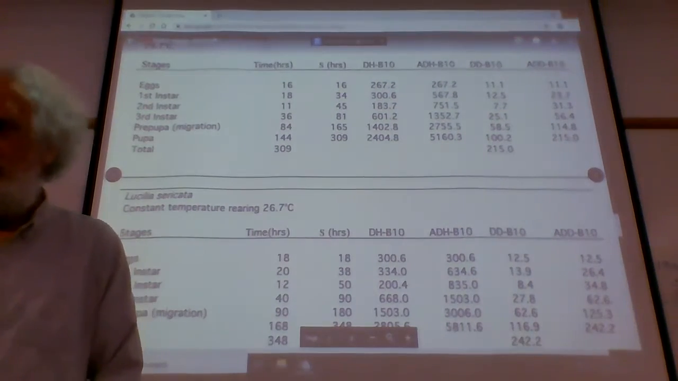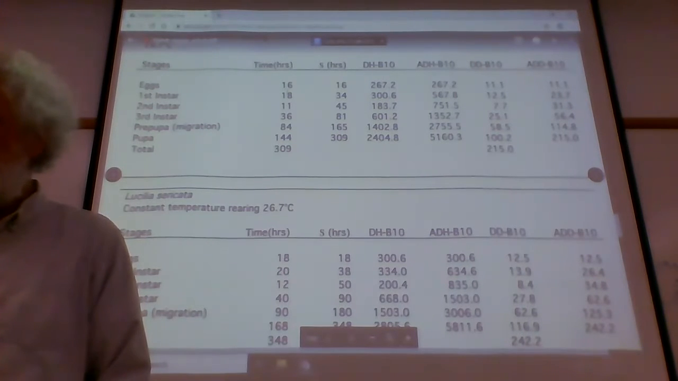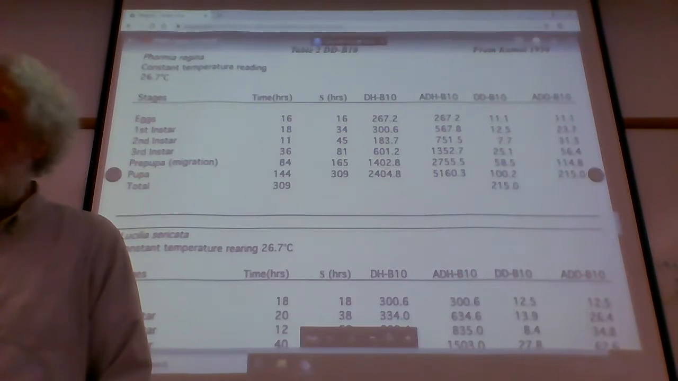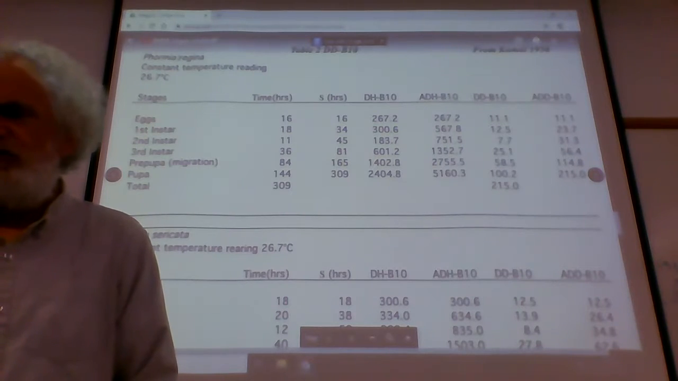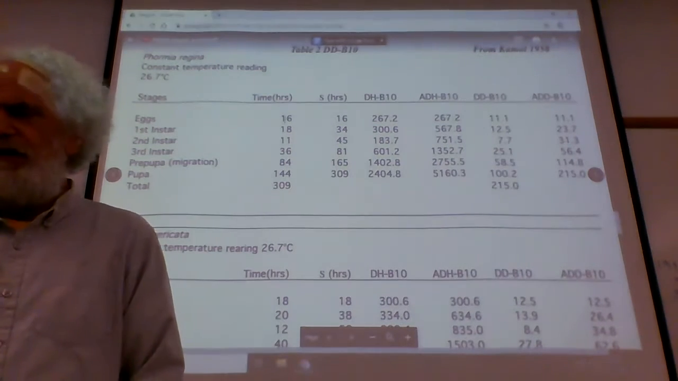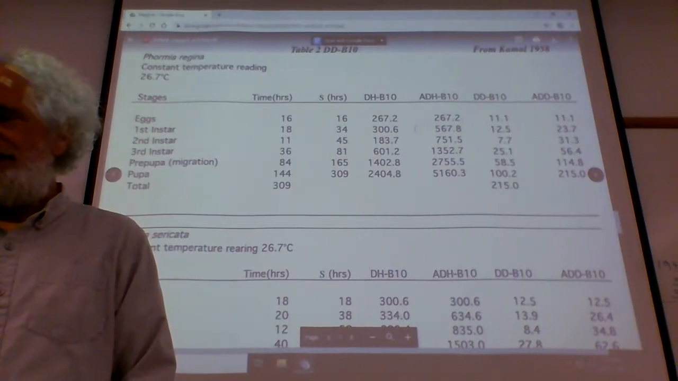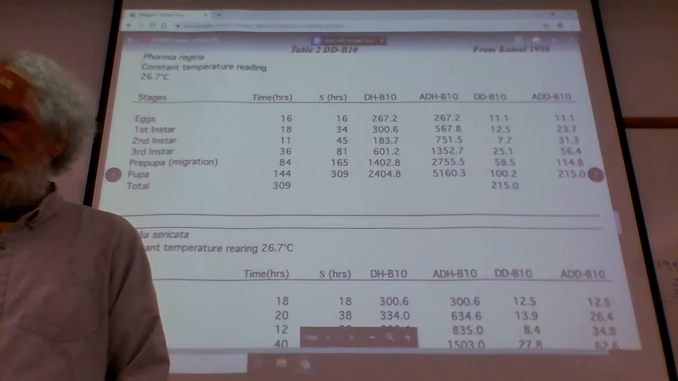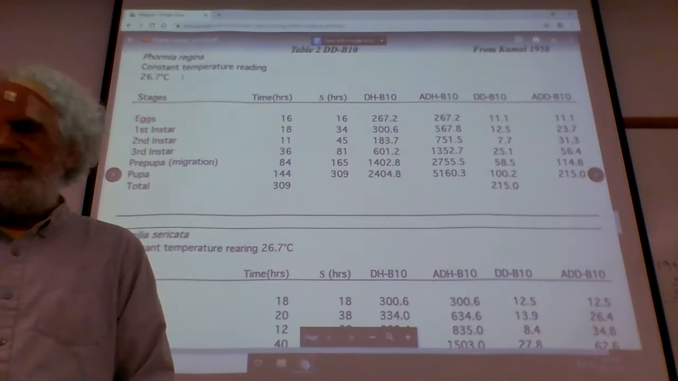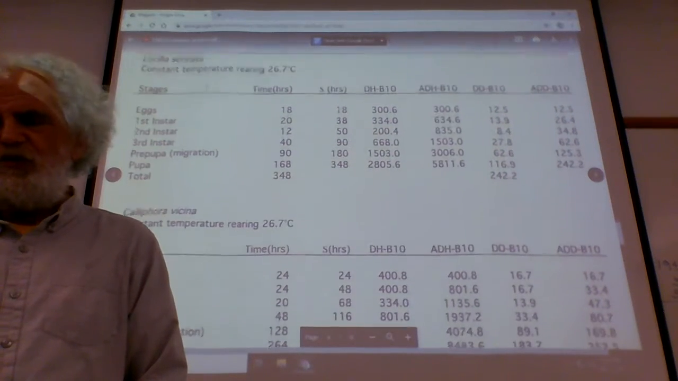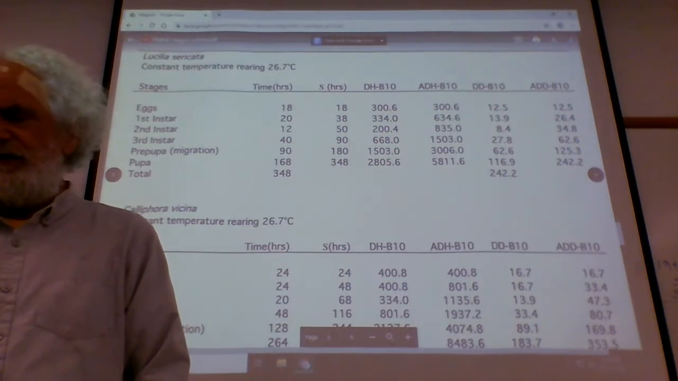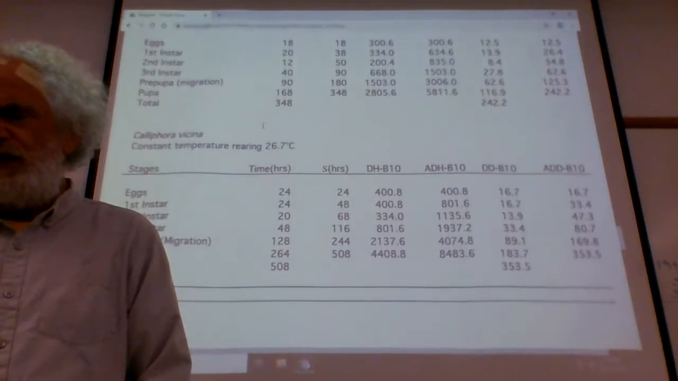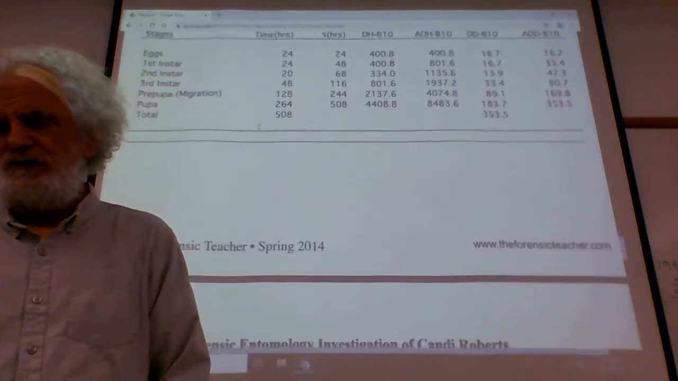So here are the adjusted times and the different species, and this is their development at these different temperatures. So constant temperature reading of 26.7 degrees, and then we adjust with the different degree hours. So we've got a few different species, and they have slightly different developmental times.